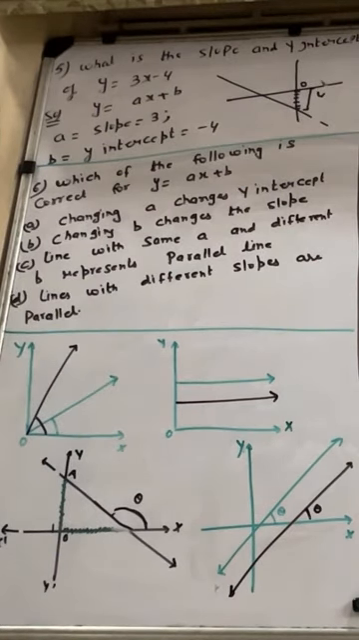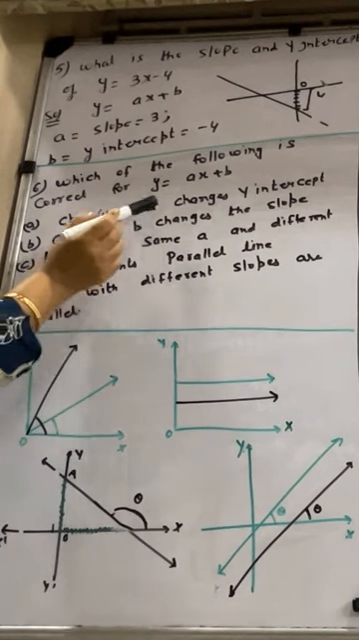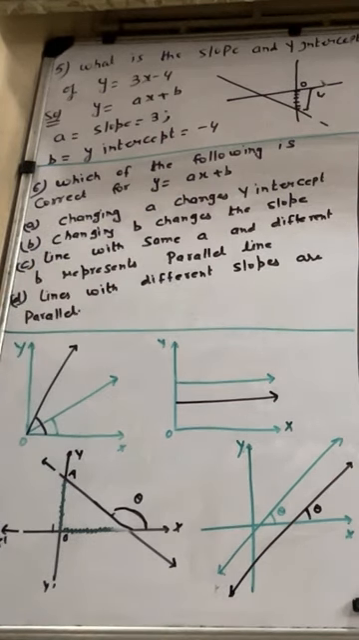Right? Correct? Now look at question number 2. Which of the following is correct for y equals ax plus b? Which one will be correct? First one: changing a changes the y-intercept. It is wrong because a is not related to the y-intercept. A is related to slope. So the first one is wrong.